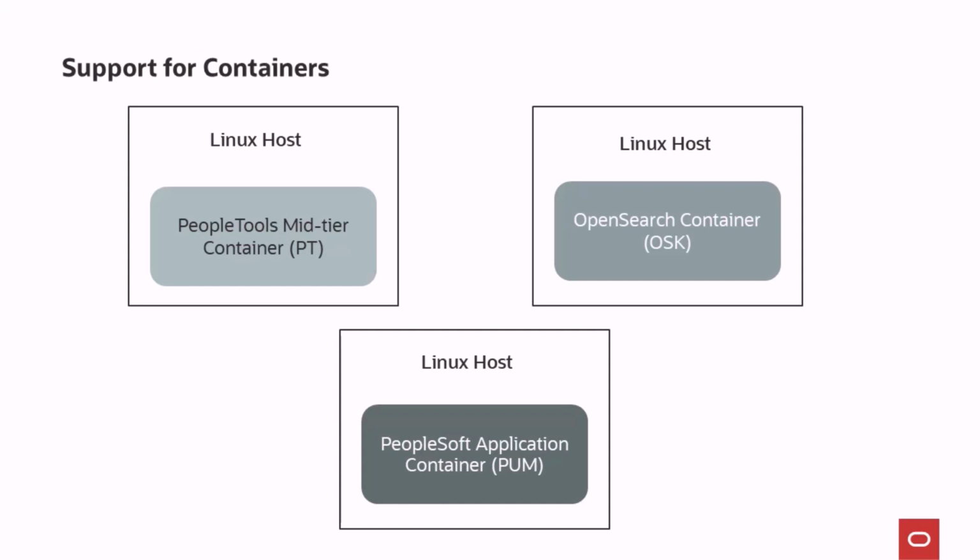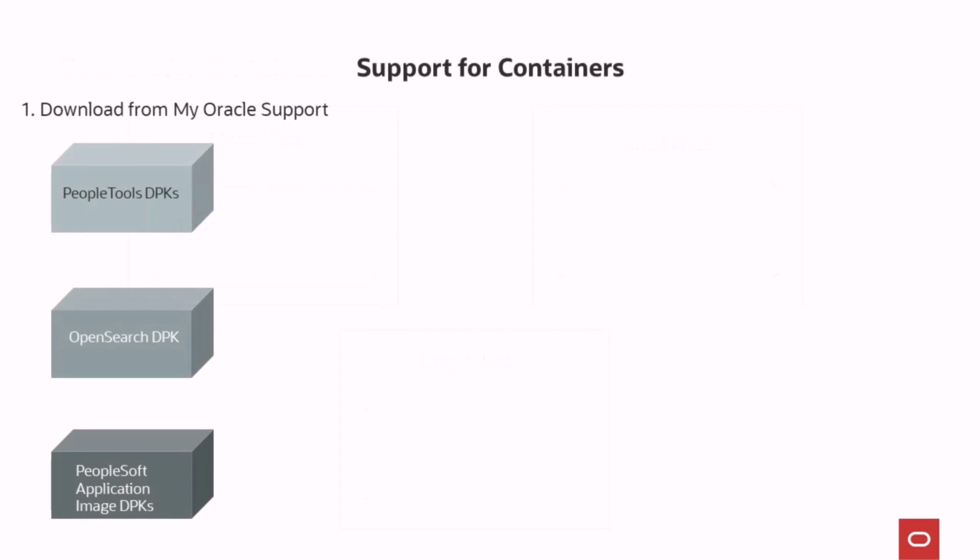Using the delivered DPKs, along with a new API and scripts, customers can build a Podman container for the middle tier, search, and application update images. Additional future enhancements are planned. Setting up a PeopleSoft container begins with downloading DPKs from My Oracle Support.